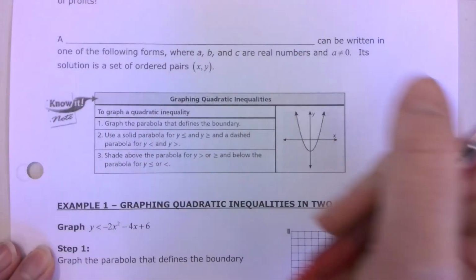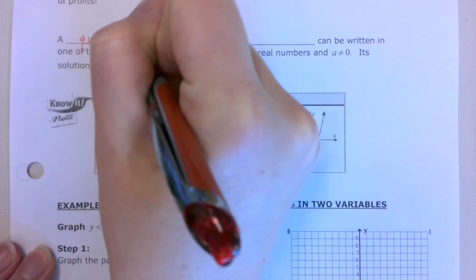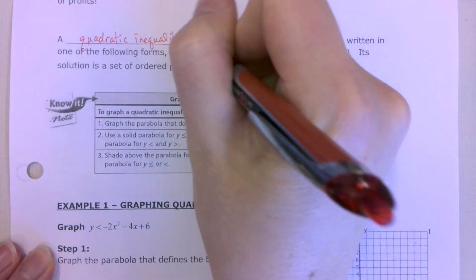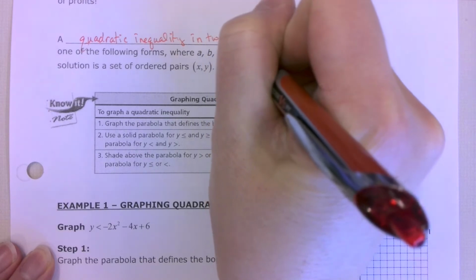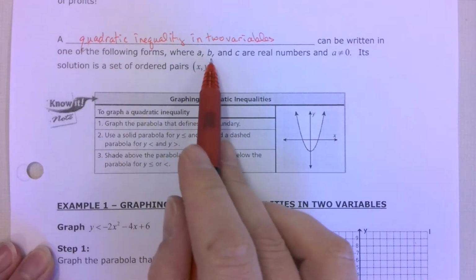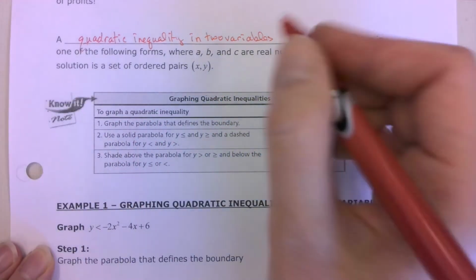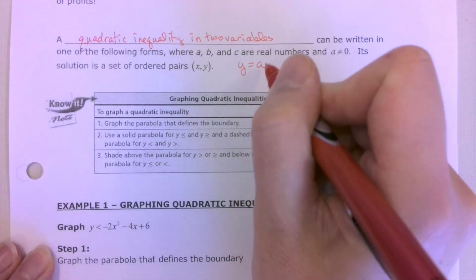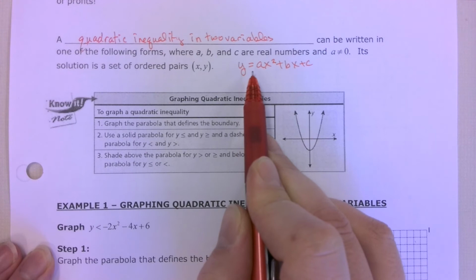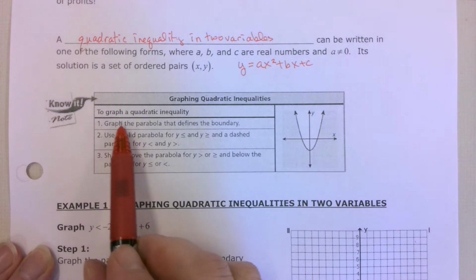We have a quadratic inequality in two variables. It can be written in one of the following forms, where a, b, and c are real numbers, a is not able to be 0, and its solution set is a set of ordered pairs x and y. So we're going back to the y equals ax squared plus bx plus c. The difference is, instead of having an equal sign here, we're going to have an inequality, and all the inequality rules apply.